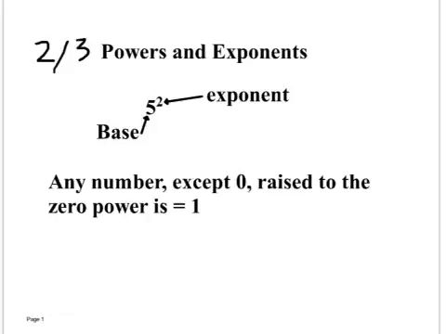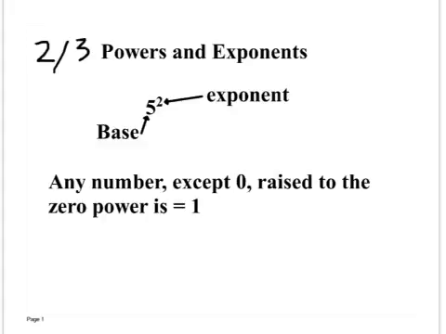All right, powers and exponents. This is 5 squared, or 5 raised to the second power, right? 5 is our base, all right? The 2 is the exponent. So the power, if it's raised to the second power, that means the exponent is 2.